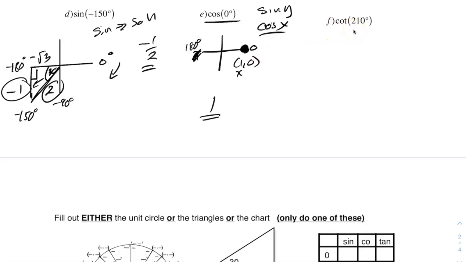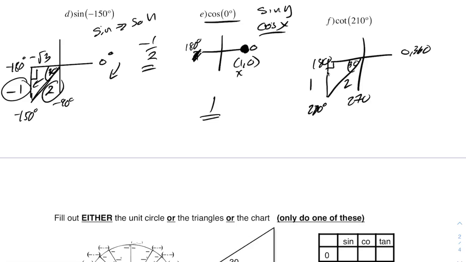Cotan 210. So again, we're going to draw it. So here's 0, here's 180, here's 270, 360. 210 should fall between 180 and 270. So let's draw a triangle there. Always go to the x-axis. So 210 and 180 is exactly 30 degrees. And then we show the sides. Opposite is 1, hypotenuse 2, adjacent is rad 3. What's negative? Same thing we did last time, these two.